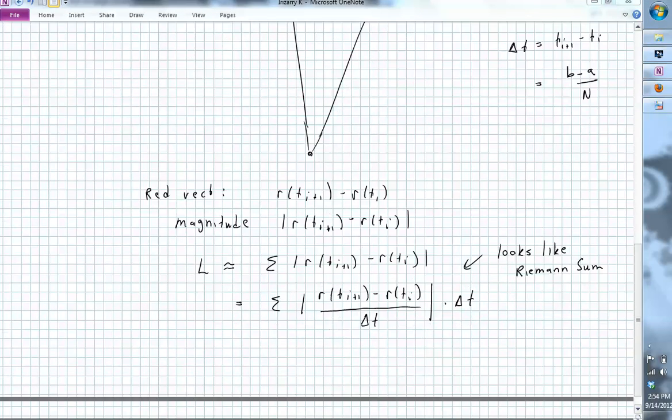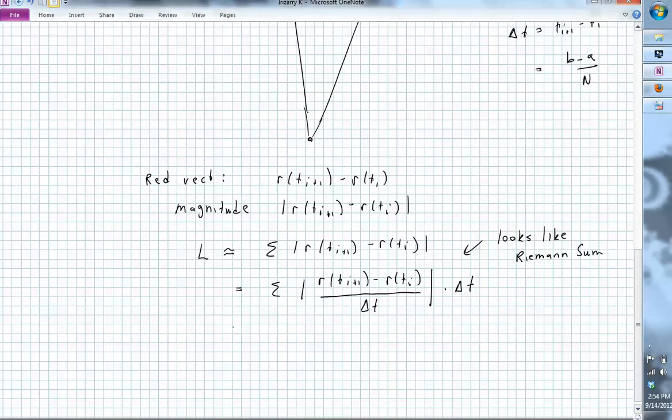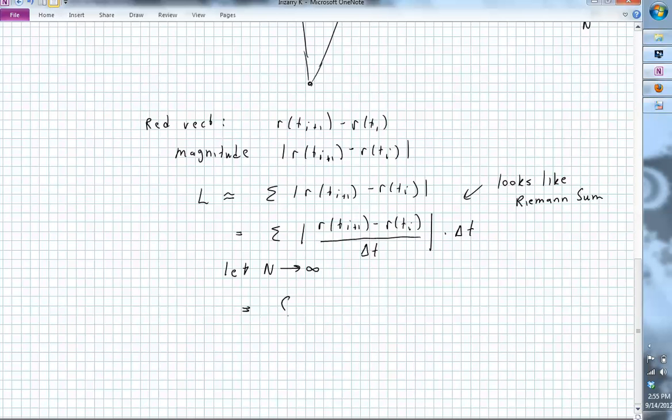And what do we like to do to Riemann sums? We like to let capital N go to infinity. And if we let capital N go to infinity, this turns into the integral from a to b. What happens to the delta t at the end? Do you remember? It doesn't go to 0 in this context, right? It turns into a dt.